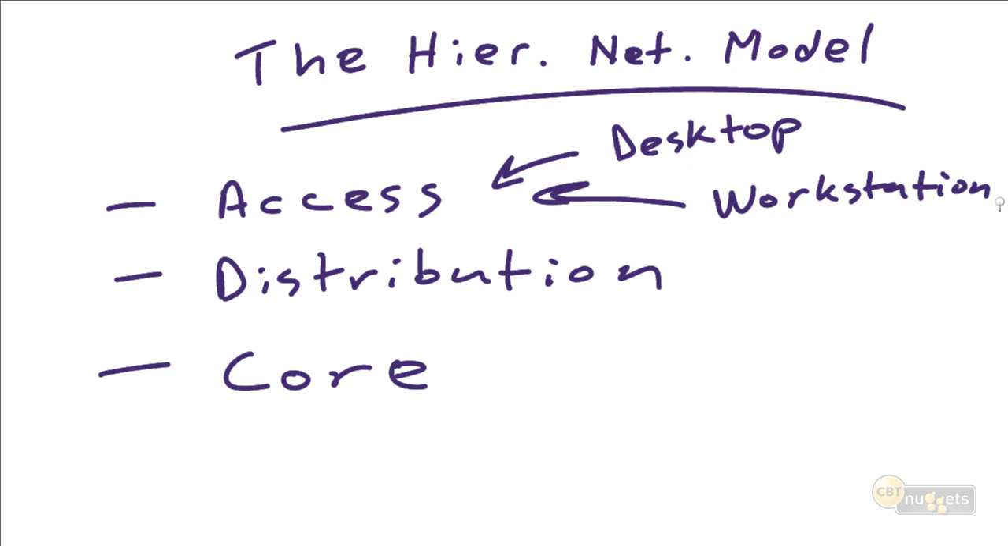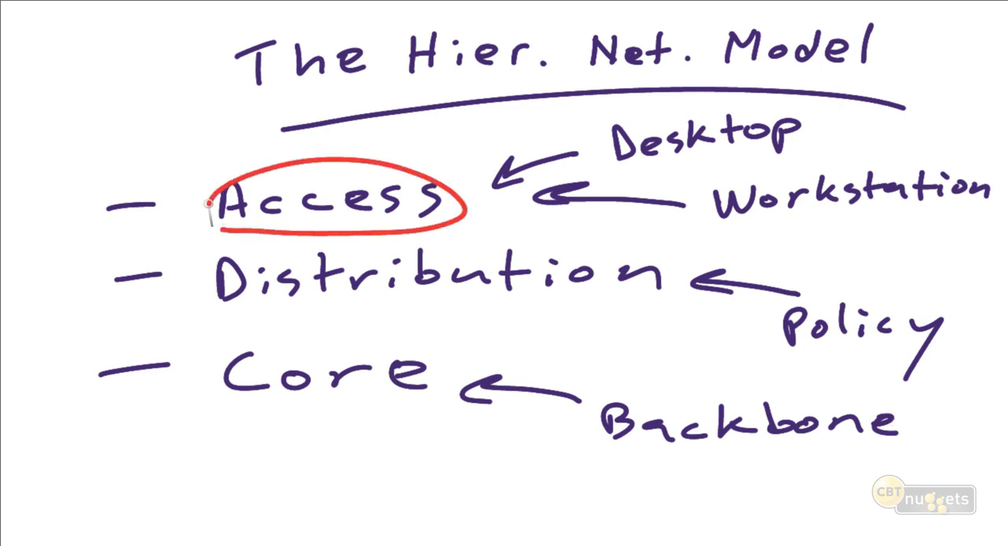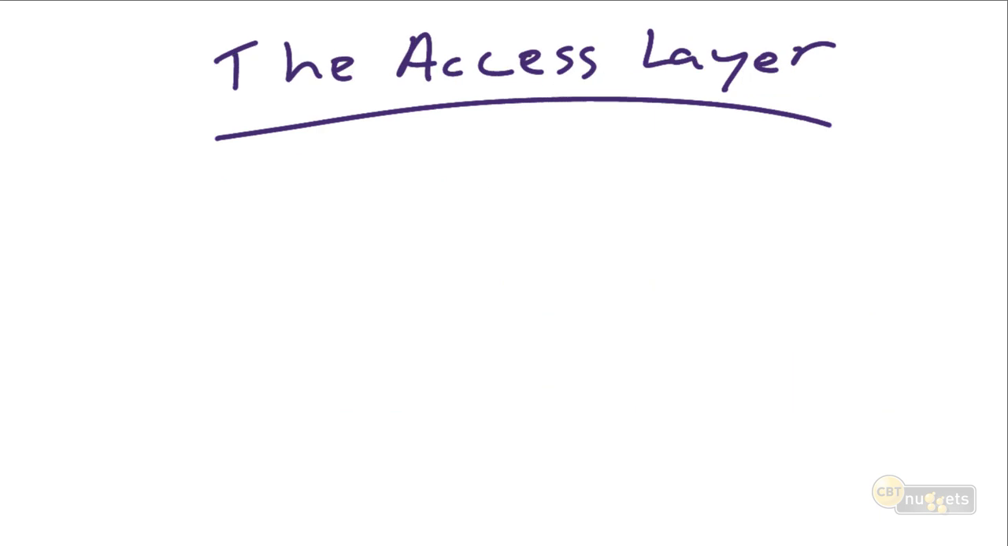The distribution layer will often be called the policy layer. And this is because this is where we're often doing security policies, for example. And then the core will often be called the backbone. So it really would behoove you to know the classic references. What are the classic references again? Access, distribution, and core. But it would also do you well to realize that these are going to be referenced by slightly different terms.